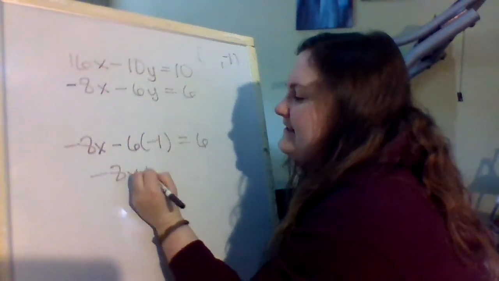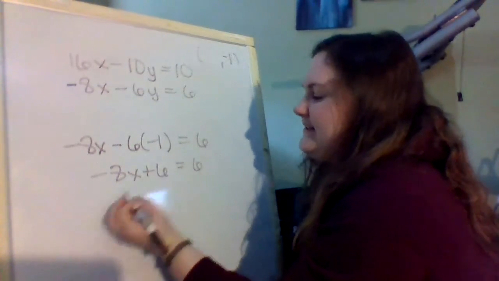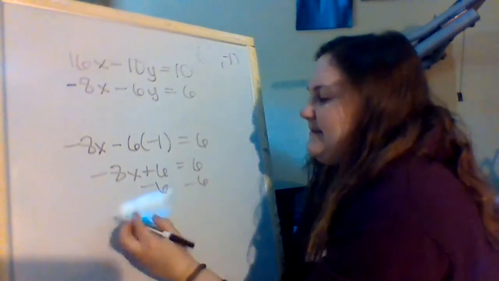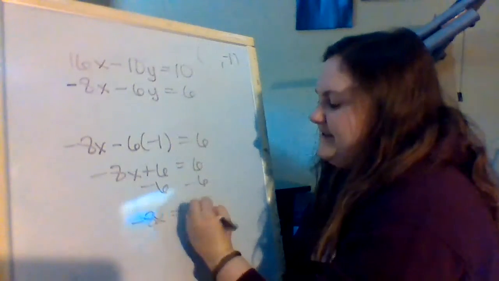Negative 8x plus 6 equals 6. Subtracting 6 on both sides, so negative 8x equals 0.